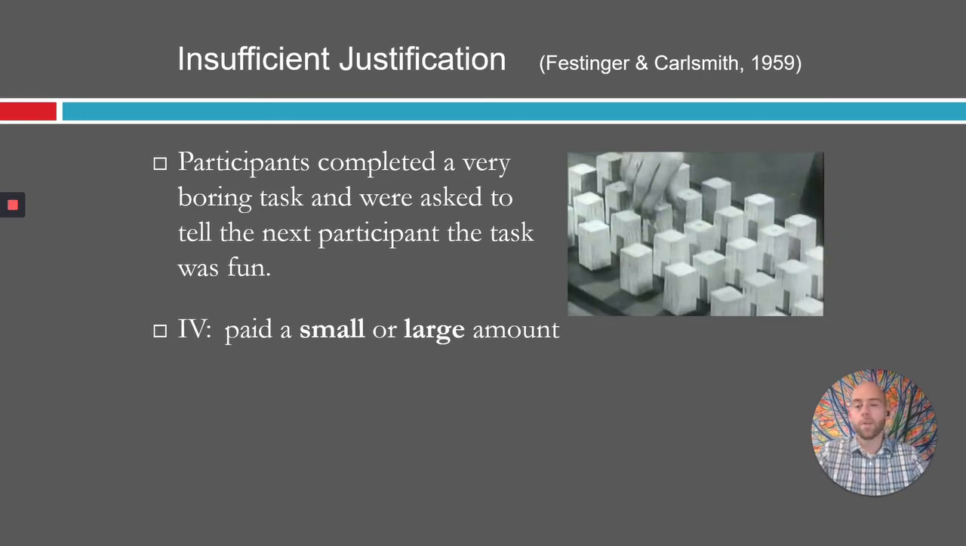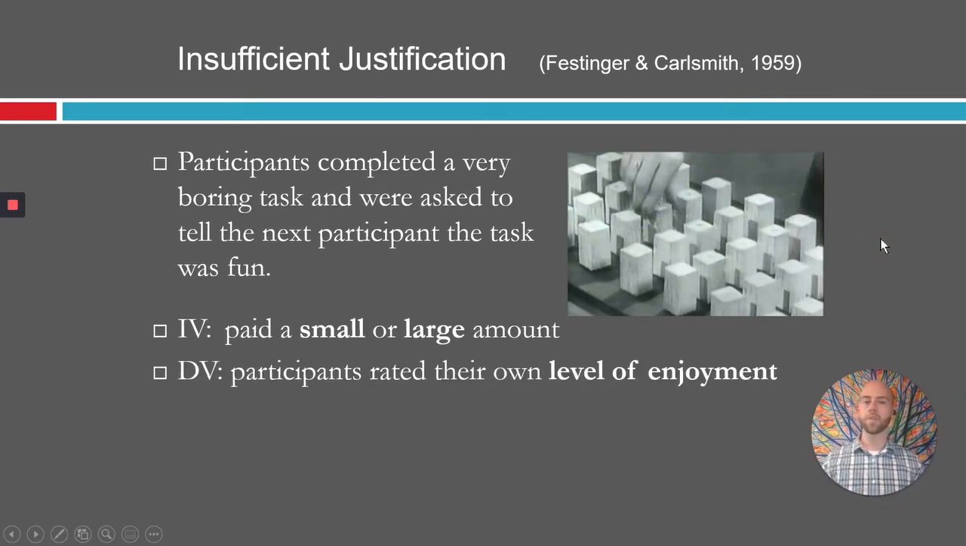So the independent variable then is whether they were paid a small or large amount to make this lie. The small amount, $1. The large amount was $20, which in the 1950s is nothing to sneeze at. That's a pretty good amount of money for another quick thing you're doing after a study. And they wanted to see after they've done this task, told somebody that it was fun and gotten paid for it, then let's ask them how much they enjoyed it. And they wanted to see if that led to any differences. And lo and behold, it did. It led to very large differences between these two groups.